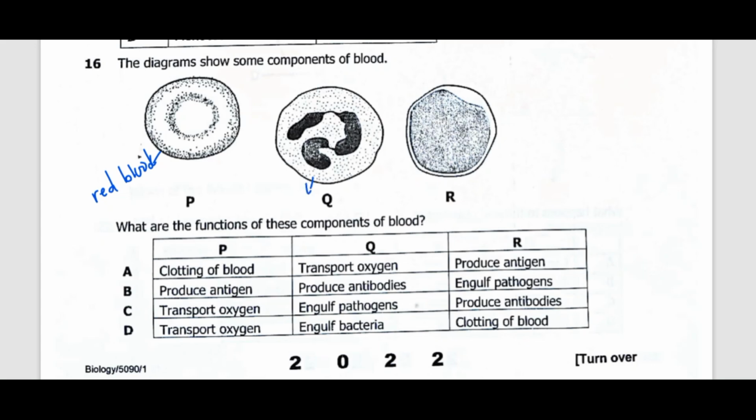Then this is an example of a phagocyte. We know that it engulfs. Then for R, we are expecting it to produce the antibodies. So the answer is C. Red blood cells transport oxygen. Q, engulf pathogens. Then it produces antibodies. So that is our R there.